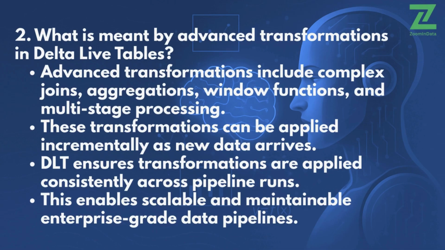What is meant by advanced transformations in Delta Live Tables? Advanced transformations include complex joins, aggregations, window functions, and multi-stage processing. These transformations can be applied incrementally as new data arrives. DLT ensures transformations are applied consistently across pipeline runs. This enables scalable and maintainable enterprise-grade data pipelines.